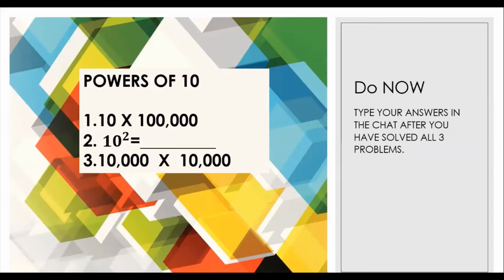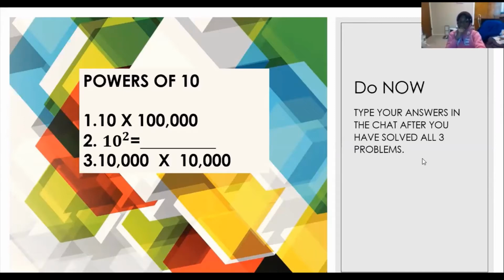All right, guys, I'm going to go ahead and display the answers for this question. If you didn't get them all solved right away, that's okay. Write down the correct answer, and then I want you to go back and see what it is that you were doing wrong or what you may have missed. So our answers here are 1 million, 100, and 100 million.